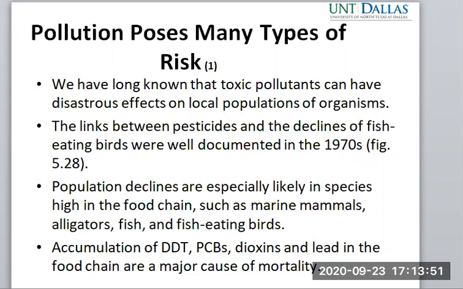The links between the pesticides and declines of fish-eating birds were documented in the 1970s. Population declines are usually likely in species that are high in food chains, such as marine mammals, alligators, and fish. Accumulation of DDT, PCBs, dioxins, and lead in the food chain are a major cause of mortality.